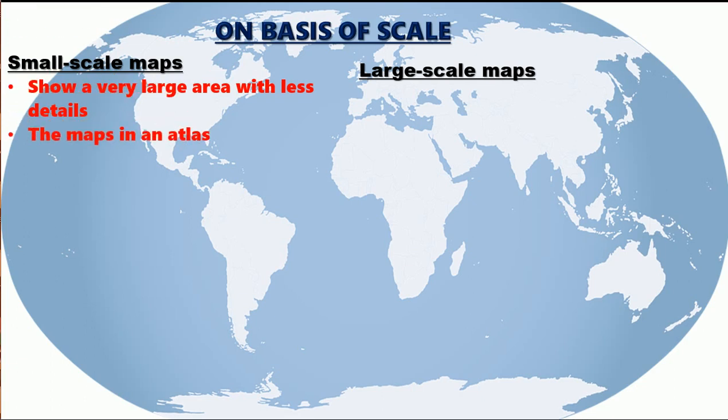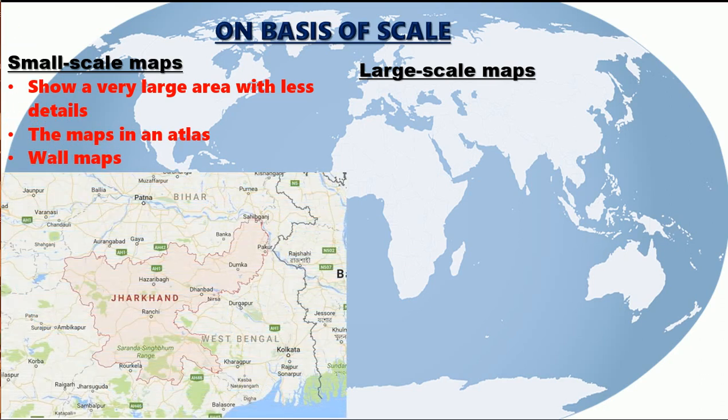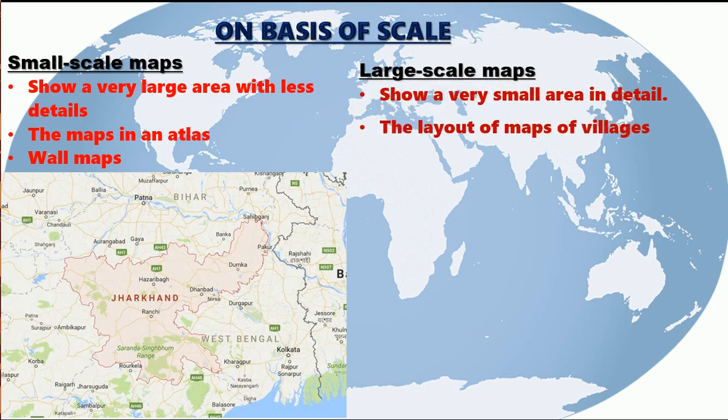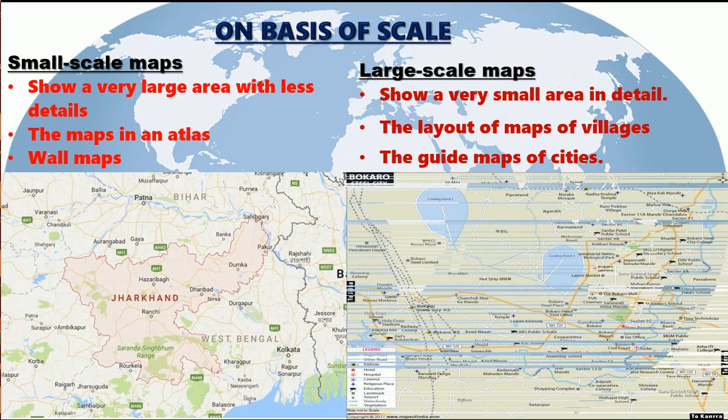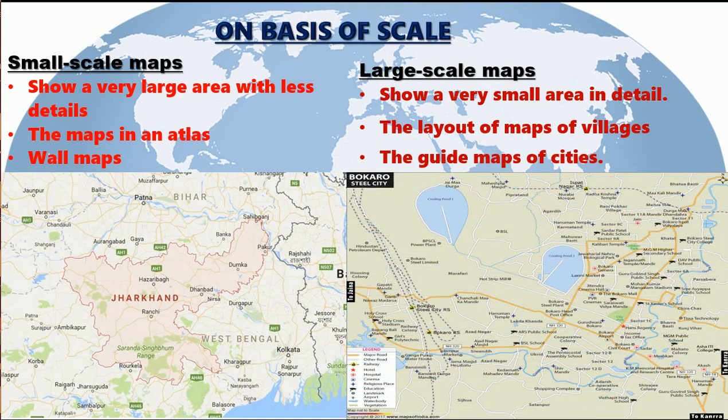The maps in an atlas or the wall maps used in the classroom are small scale maps. As you can see in the picture, this is a small scale map. Now let me tell you what a large scale map is in relation to this small scale map. A large scale map shows a very small area in detail, and the layout maps of villages and the guide maps of cities are large scale maps.